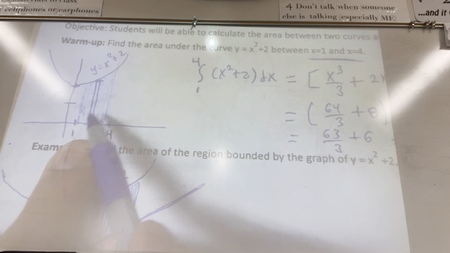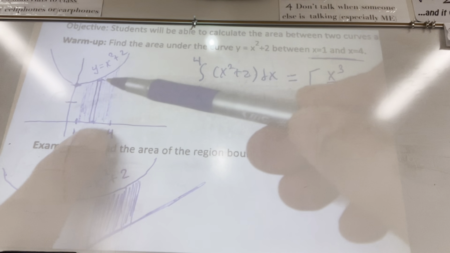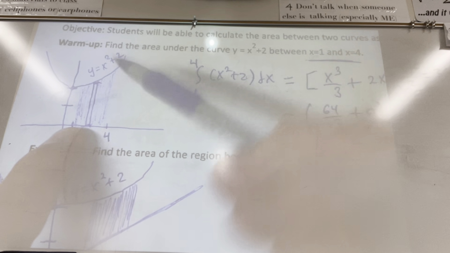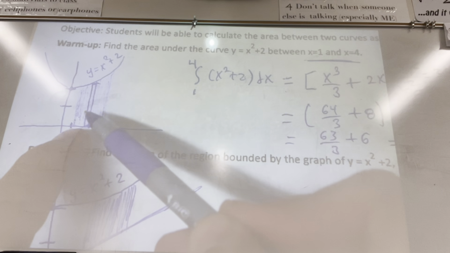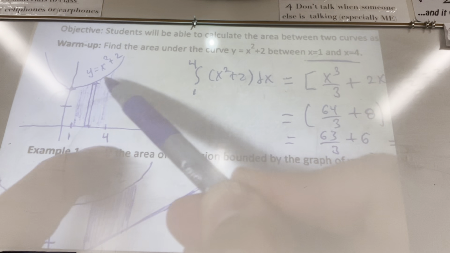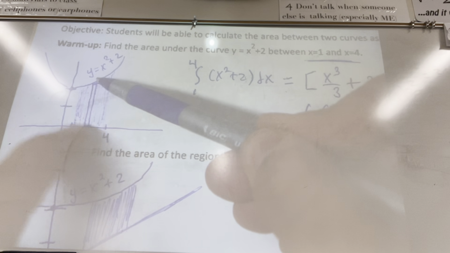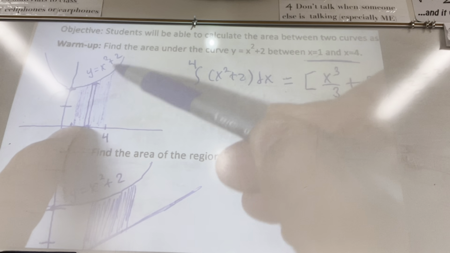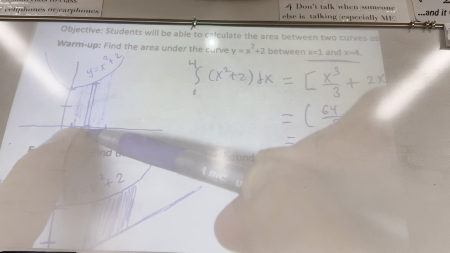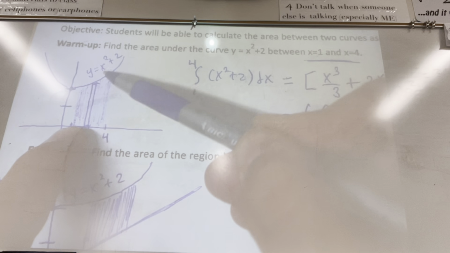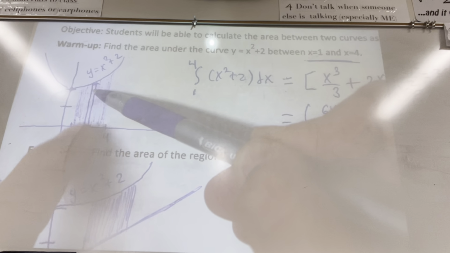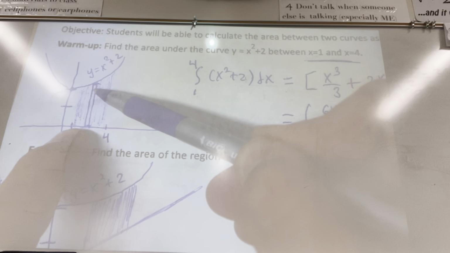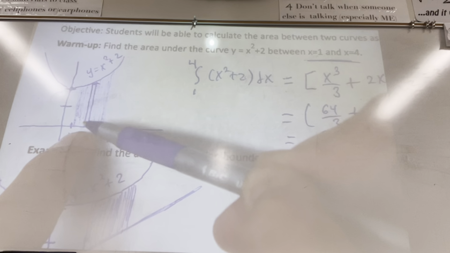Now, what's the area of that rectangle? Well, the rectangle would be length times width. Yes? Length times width. So what is the length of this rectangle? Well, it would be the top minus the bottom. So which is x squared plus 2 minus what? What's at the bottom, guys? What number?